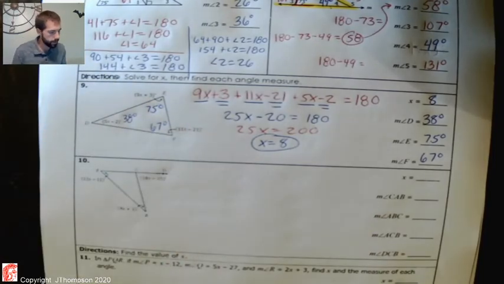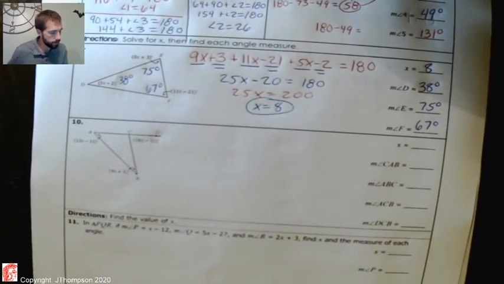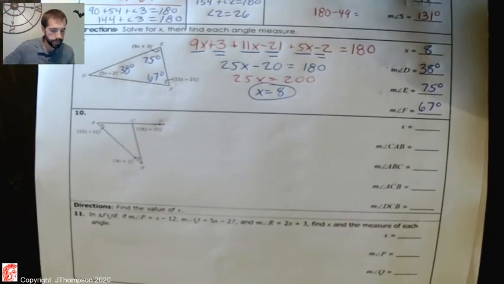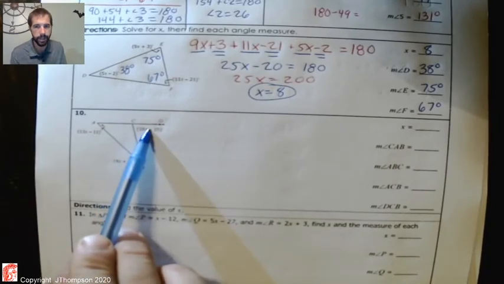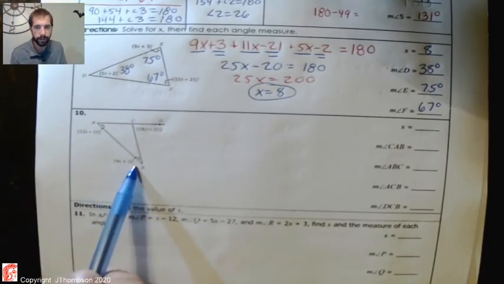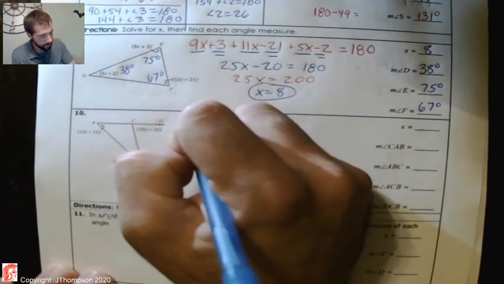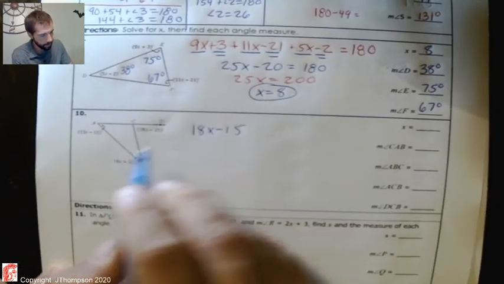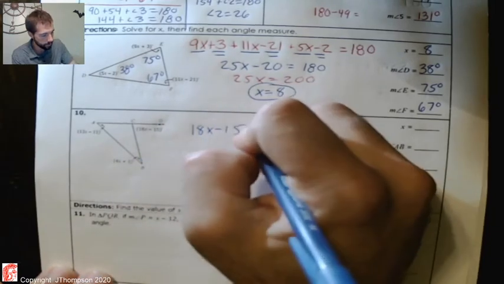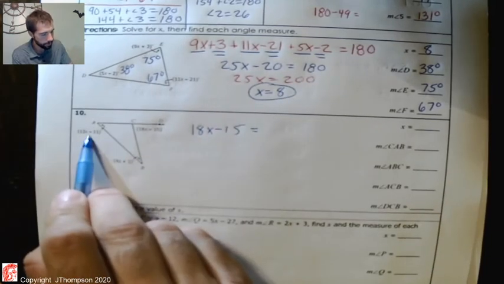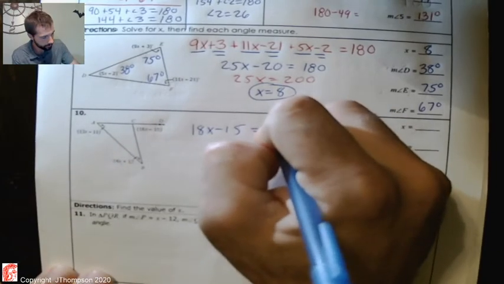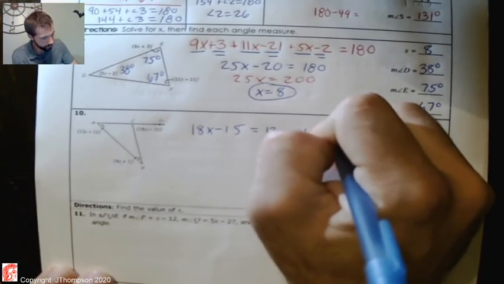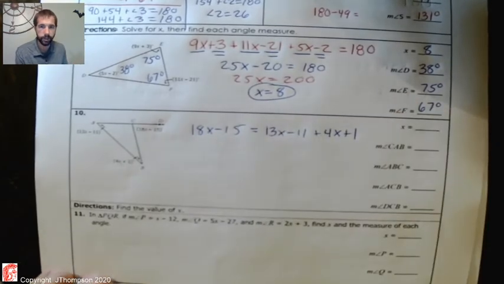Okay, so the next one, number 10, we have an exterior angle. So we're going to use the exterior angle theorem, which says the exterior angle equals the sum of the 2 non-adjacent interior angles. So that would be angle A and B. That means angle 18x minus 15, which is the exterior angle, equals the sum of 13x minus 11 and 4x plus 1. Okay, so there's our equation we're going to use.